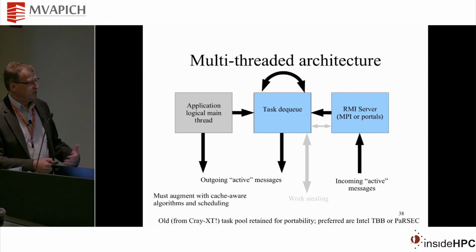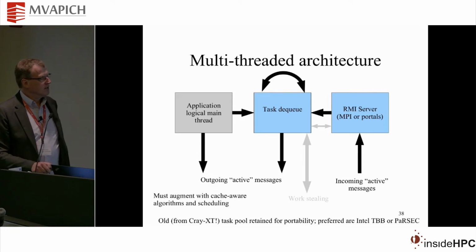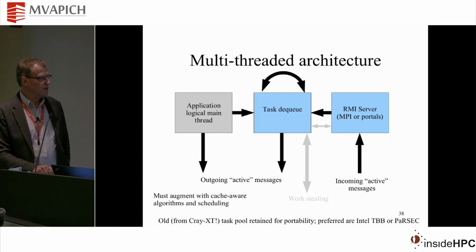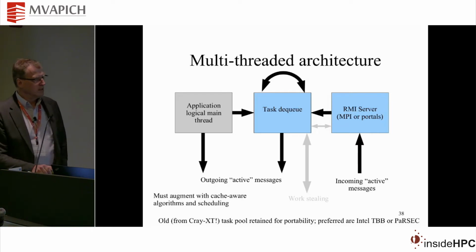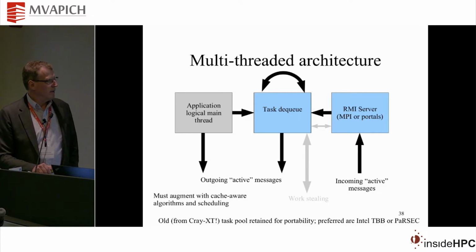Underneath all of this, we have a fairly straightforward model in the MPI implementation. There's a server thread that's processing incoming active messages. There used to be a Portals implementation on some old Cray system, but that's now defunct. There was a PAMI implementation on top of Blue Gene, but that is also now defunct. So really the main implementation right now is on top of MPI.